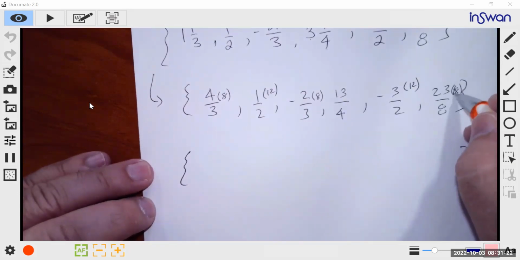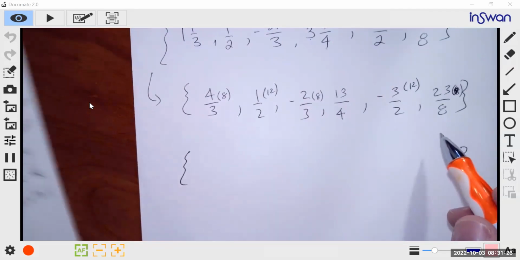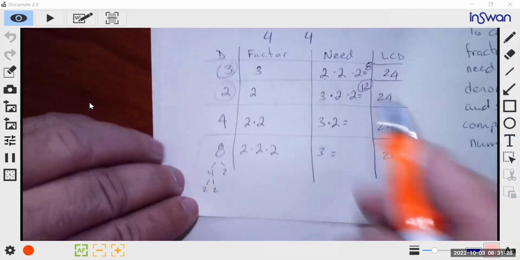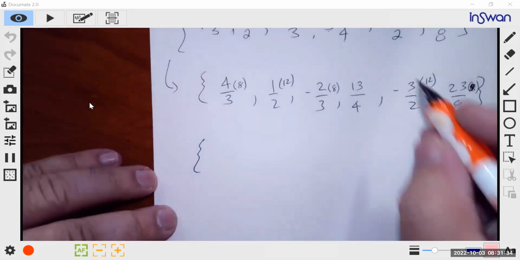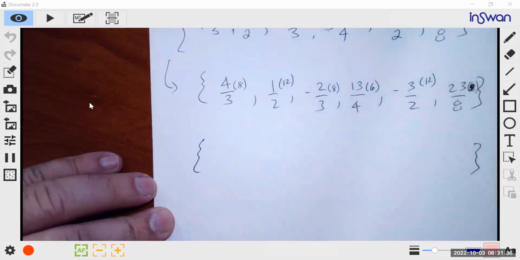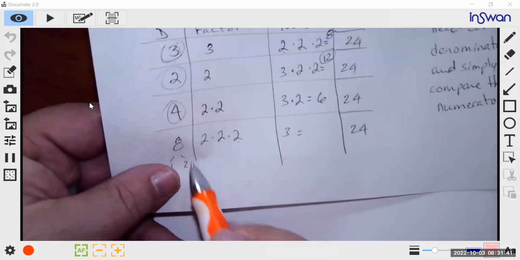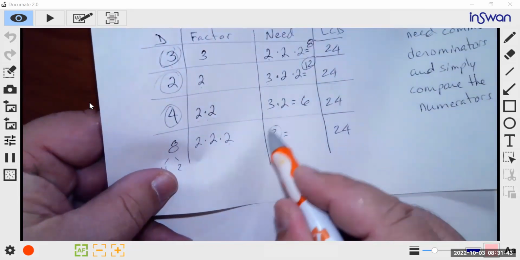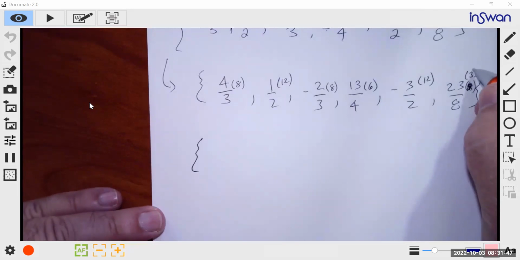Oh, that's an 8. What am I doing there? That's an 8. It's not a 3. Any denominator that's a 4, I multiply the top by 6. And if the denominator is 8, I multiply by 3. This one here.